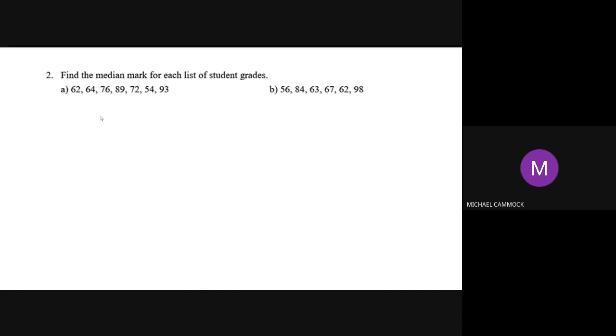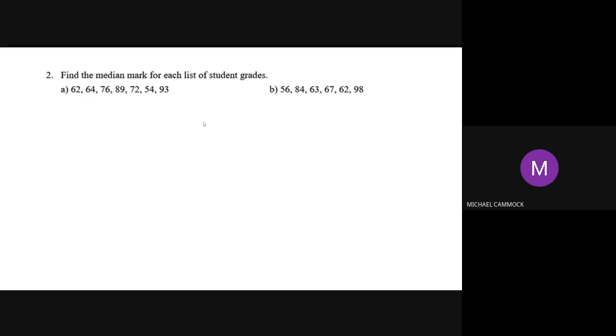So this student, hopefully not you, because this is 62%. That's not that great. There's one for 93% though. We're trying to find what is in the middle of all of these. That's what median means, right? What's the middle mark? So you can see the list of grades here, 62, 64, 76, 89, 72, 54, 93.